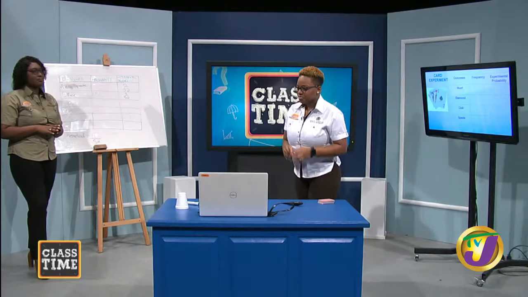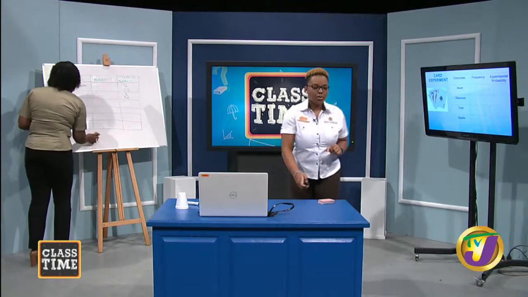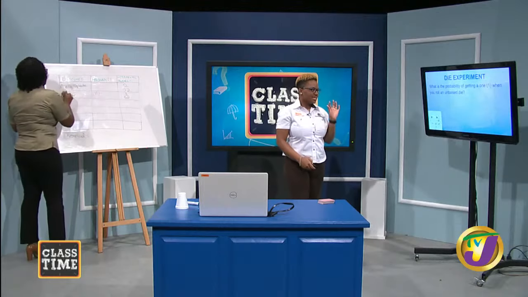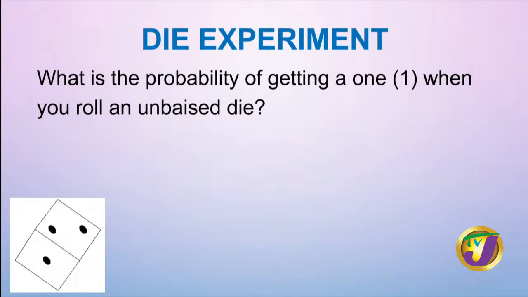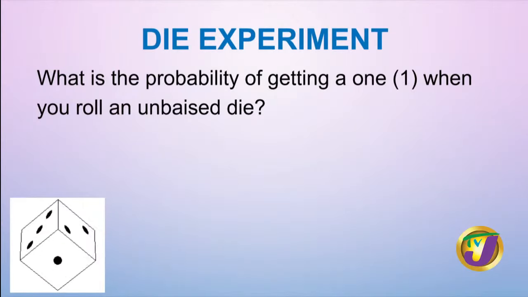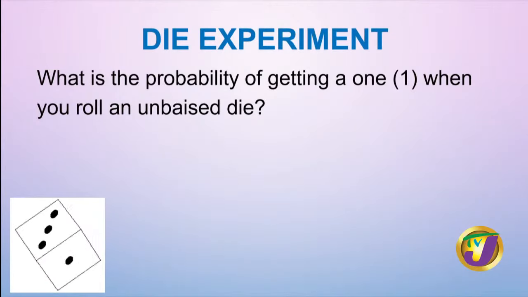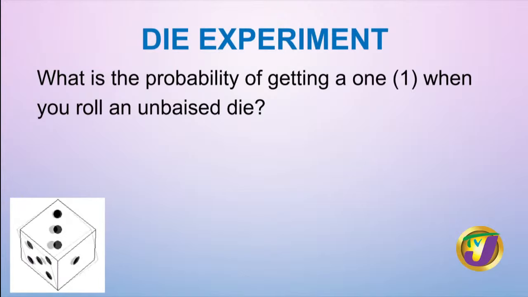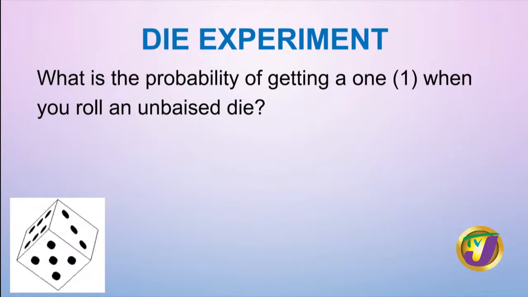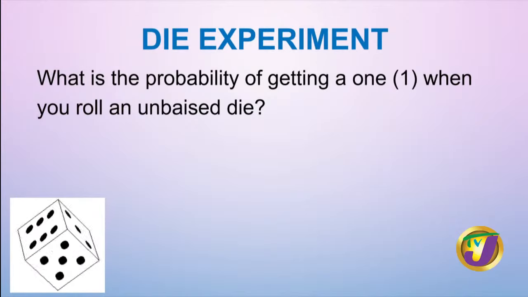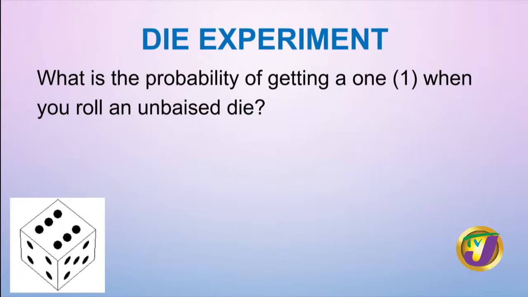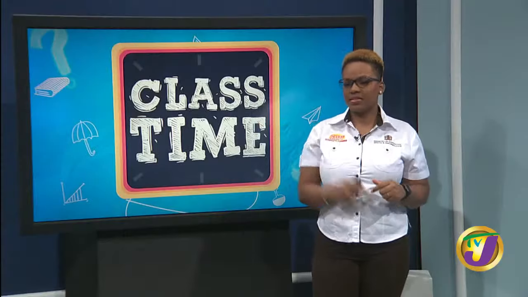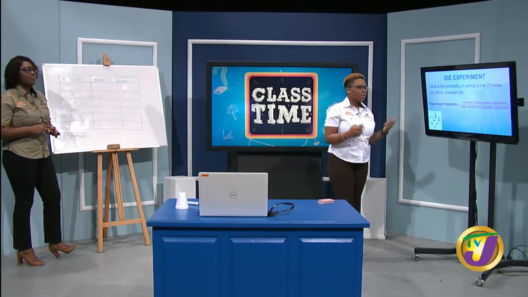All right, so experiment number two, we're going to be using one die. And we want to find out what is the probability of getting a one when you roll an unbiased die. So I didn't pad any particular side of the die. It's a very fair die. So I have a fair chance of getting any of the six faces when I roll this die. And the first thing we want to determine is our theoretical probability. All right. And what is that?